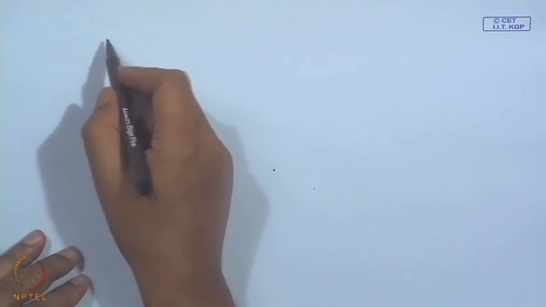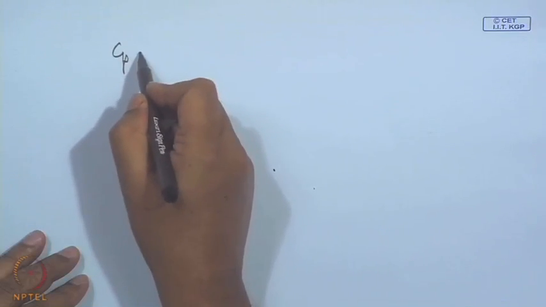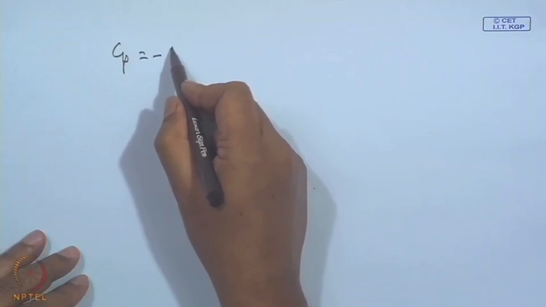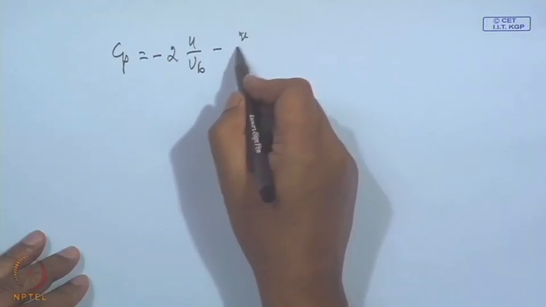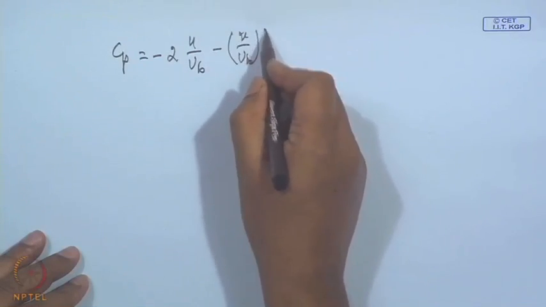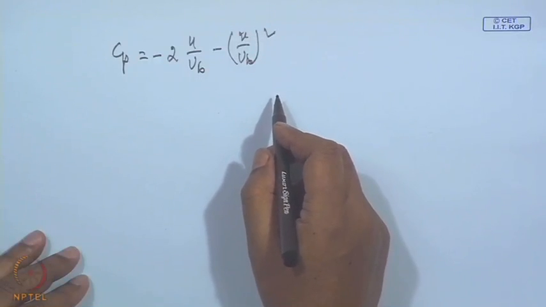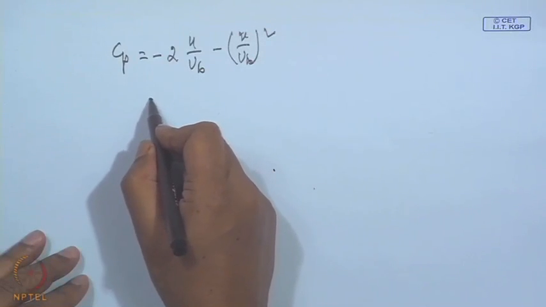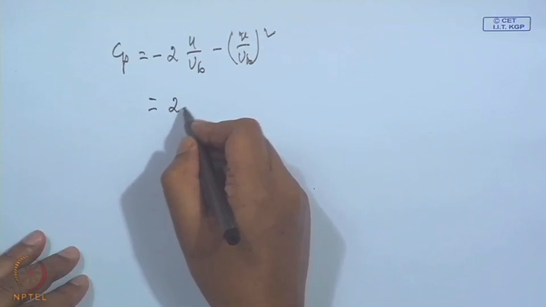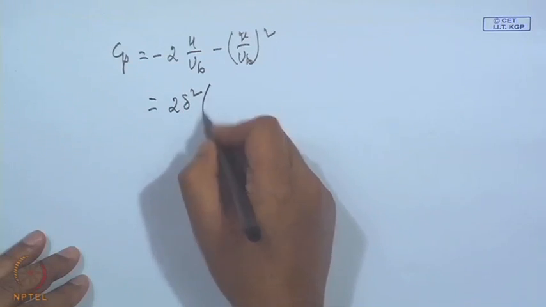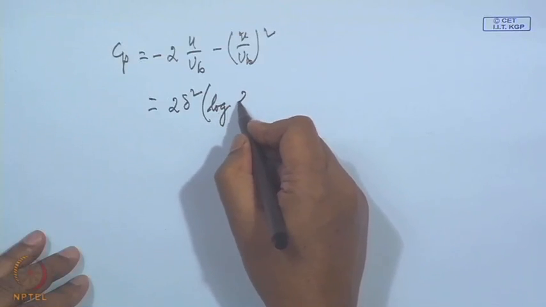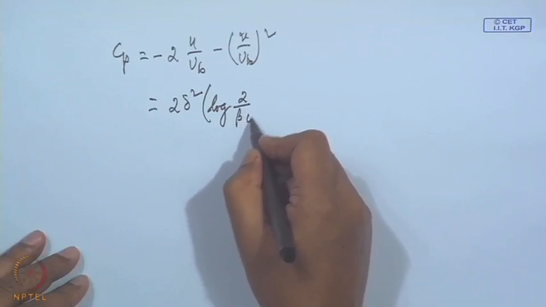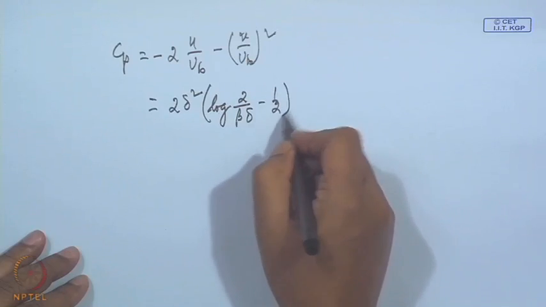The pressure coefficient then becomes minus 2 u by u infinity minus v by u infinity square, equal to 2 delta square log of 2 by beta delta minus half.